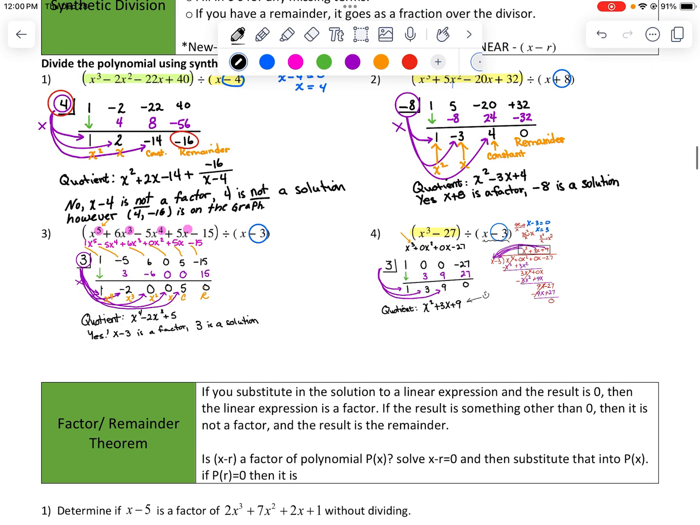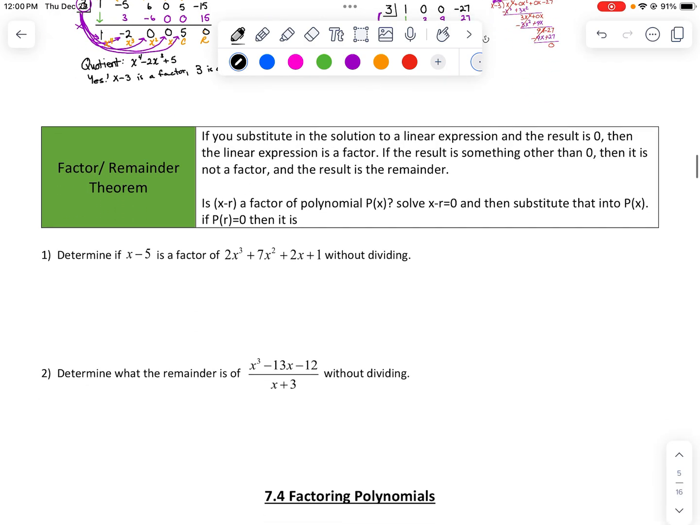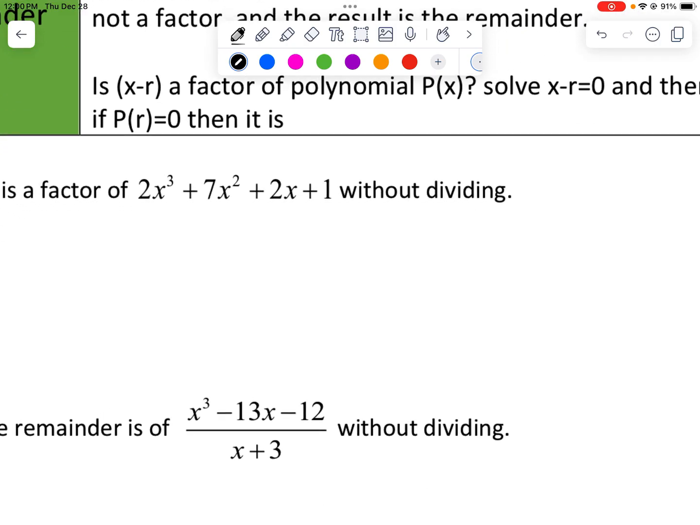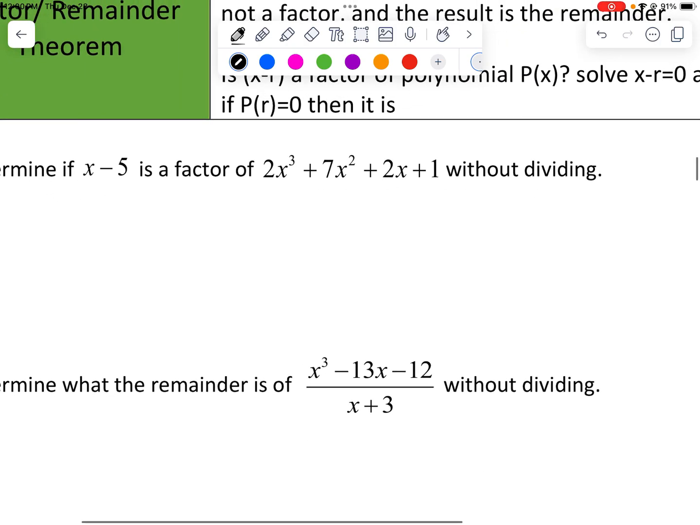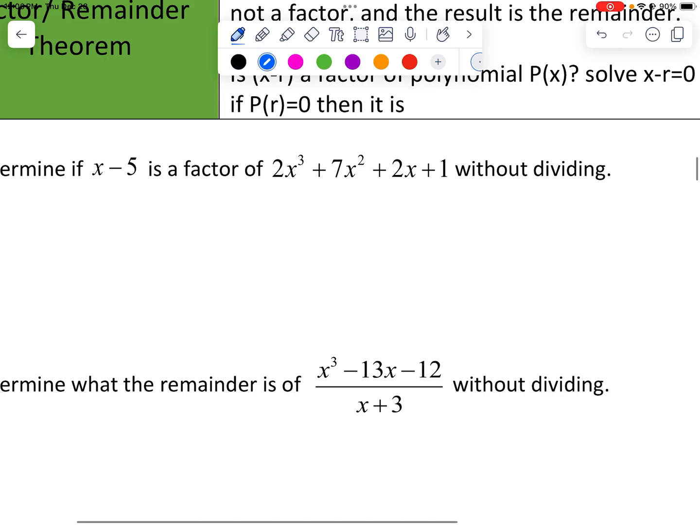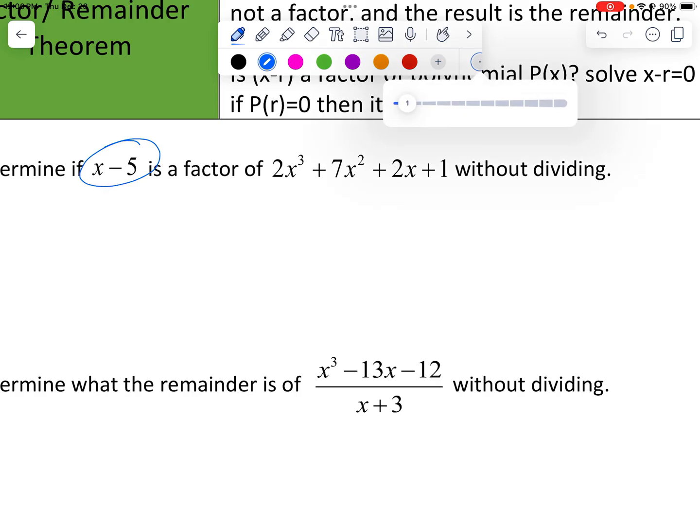Oh, okay. Didn't realize this was in here either. Okay, so we're going to do this. We're going to determine if it's a factor without dividing. So here's what we're going to do. We're going to say that if that is x minus 5, then we're going to use the number 5.